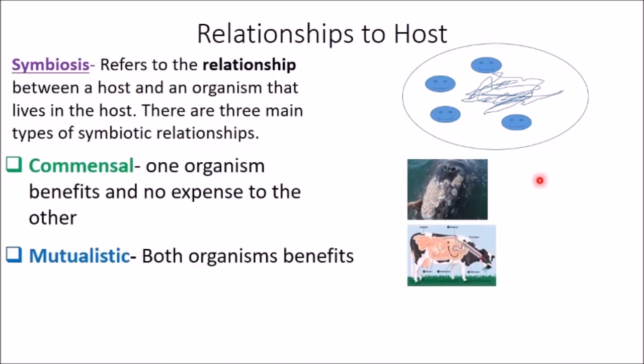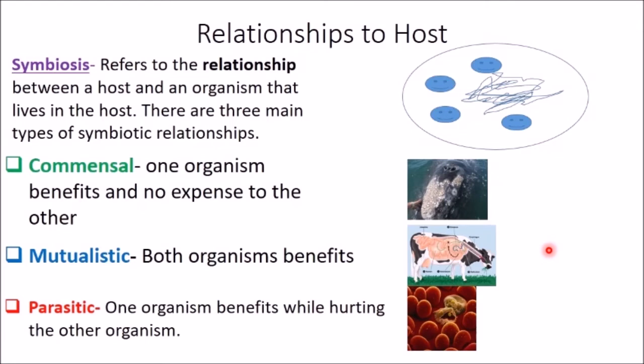Mutualistic is both organisms benefit. So here's the cow. Cows have a very mutualistic relationship with the gut microbiota, as do we. The gut microbiota in cows allow the cow to eat grass, because the gut microbiota can degrade and digest the grass, and then the nutrients that come from the digestion go both to the microbiota and the cow itself. And so in a mutualistic symbiosis, both organisms benefit.